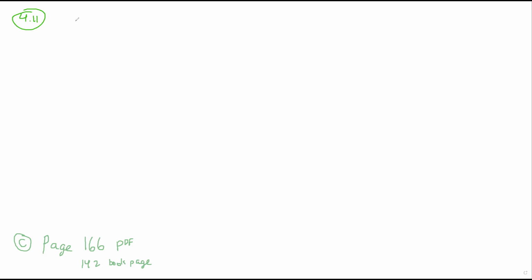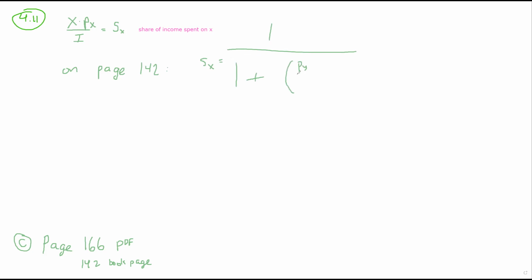X times PX, as we'll find out later, divided by I, is the share of money that we spend on X. So this is the share of income spent on X. They tell us on page 166 of the PDF, or page 142 of the book, that SX equals this disgusting thing: 1 over 1 plus py over px raised to the delta over delta minus 1. Cool, great. This doesn't seem useful at all.